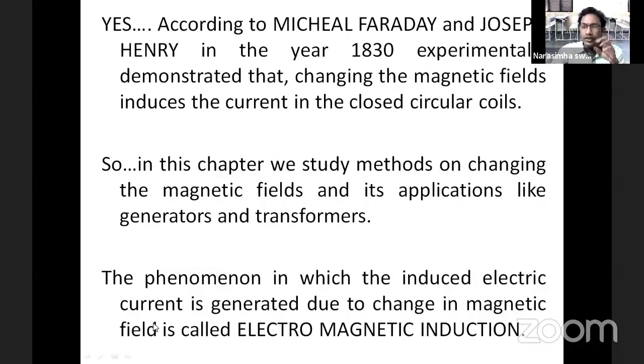So in this chapter we are changing the magnetic field continuously, kept near the coil. Then inside the coil the current will be generated. This whole phenomenon is called electromagnetic induction. Electricity is generated due to the magnetic field. So here is the concept of electromagnetic induction.